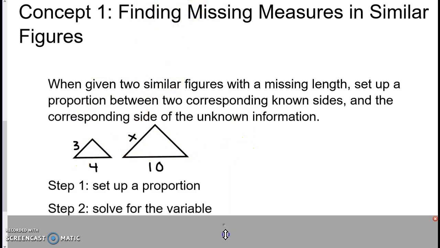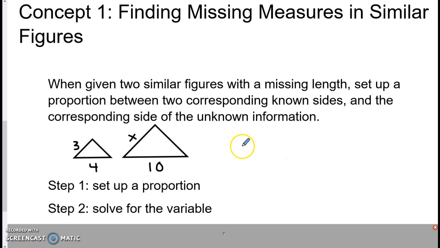We're going to set up our proportion. That's our first step. And what we're going to attempt to do is have the variable as the numerator so that we save some steps later on. So we'll set up our proportion. We have our smaller triangle. The ratio between this side to this side is 3:4. And that should be equal to, because they're similar, the ratio between this side and this side, which would be x over 10.